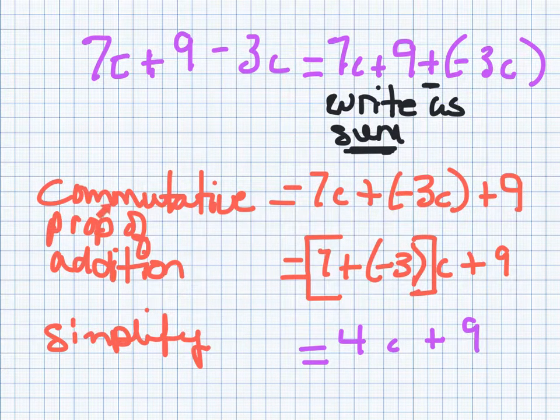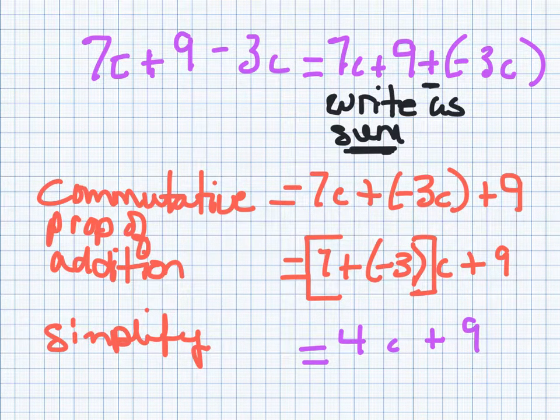Now we're going to use the commutative property of addition: 7c plus, and we have in parentheses negative 3c plus 9. So I can rearrange my problem, and then you can see here that we can put in the brackets 7 plus negative 3 in parentheses, and we can pull out the c, plus 9, all still saying the same thing, and then we can simplify this: 4c plus 9.